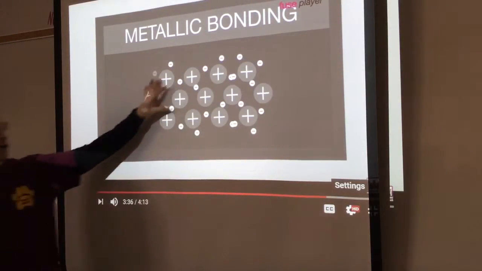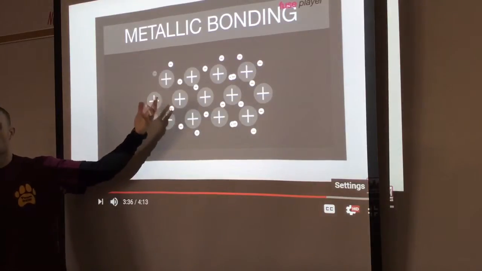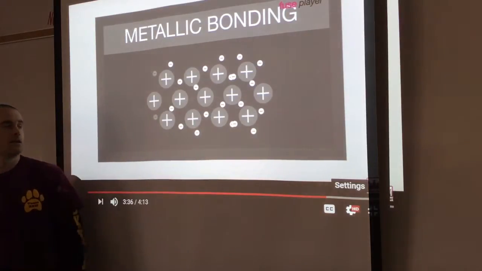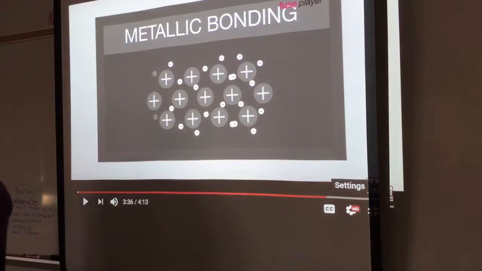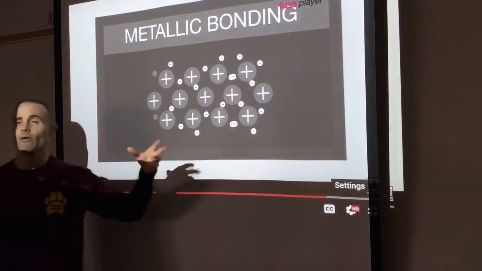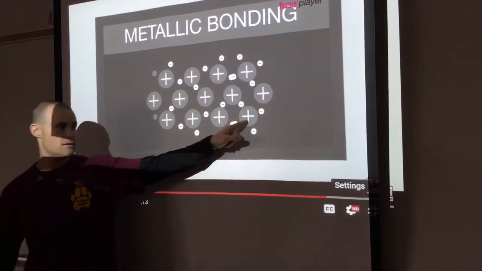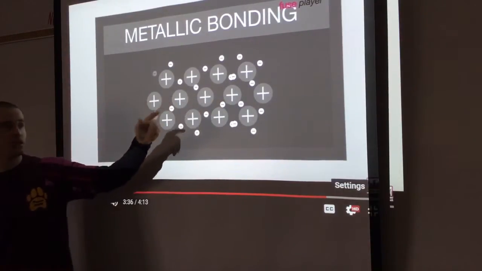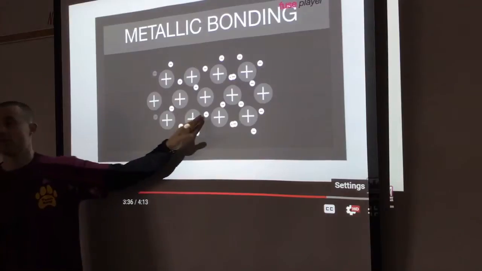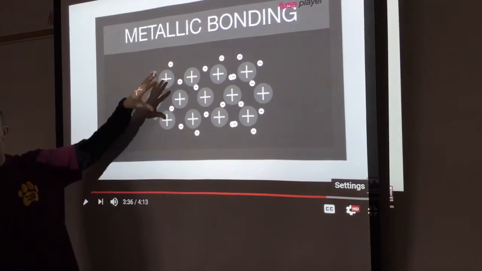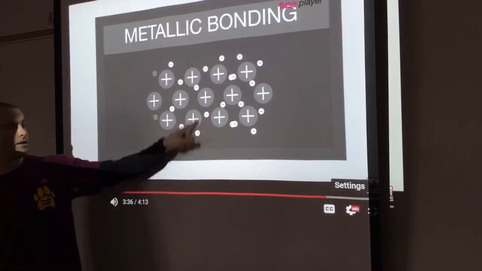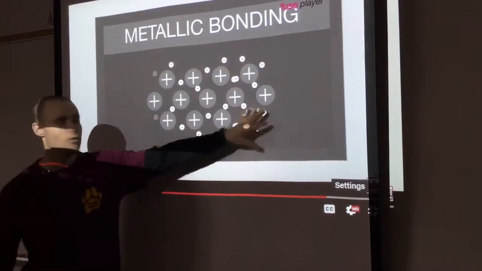So I want you to draw this because this is what it looks like. If you were to zoom in with a really strong microscope and be able to look at how a metal is arranged, these positive ions, those are the metal atoms basically, would be staggered. They don't line up perfectly, they'd be staggered a little bit, and then the negative electrons would be constantly moving around them.